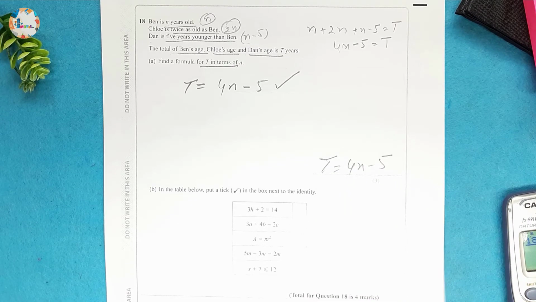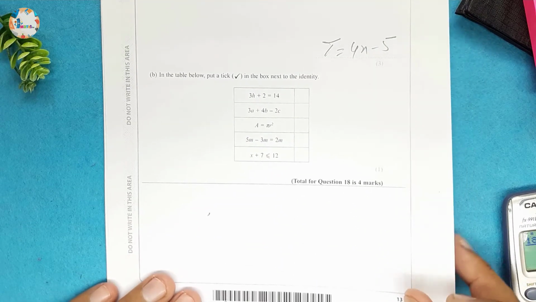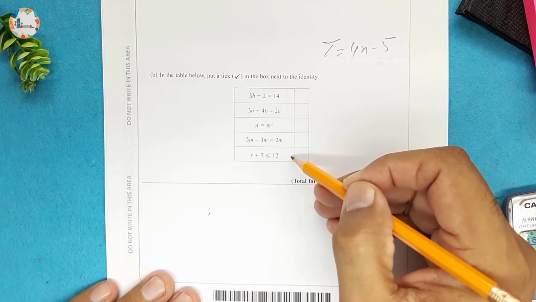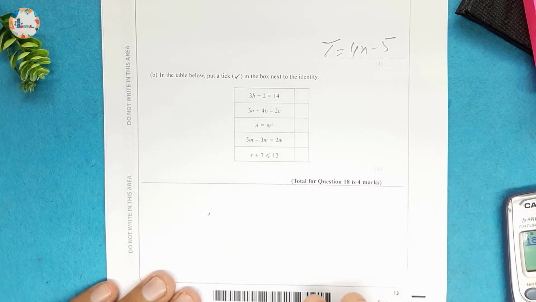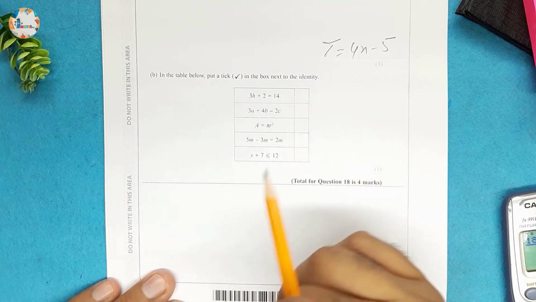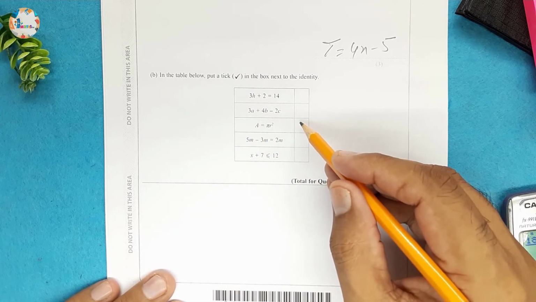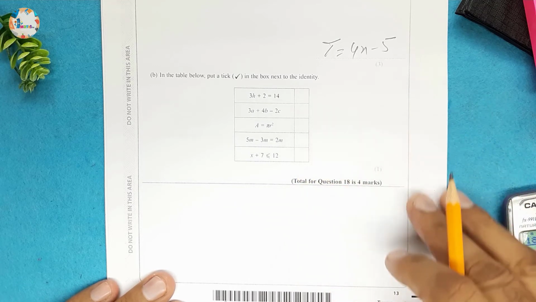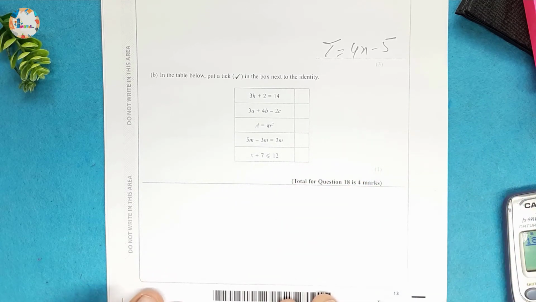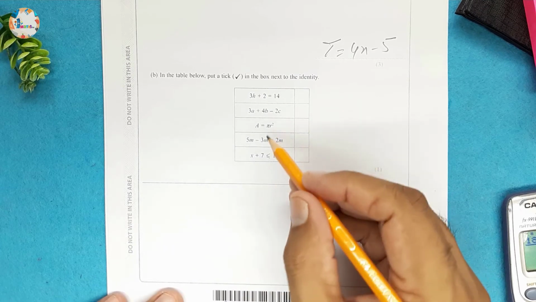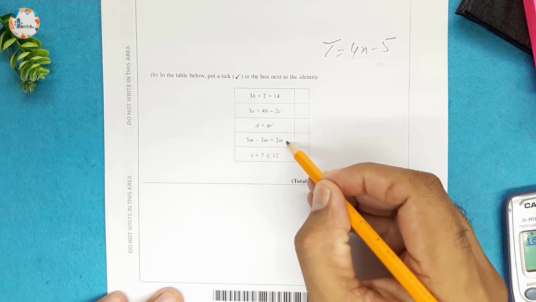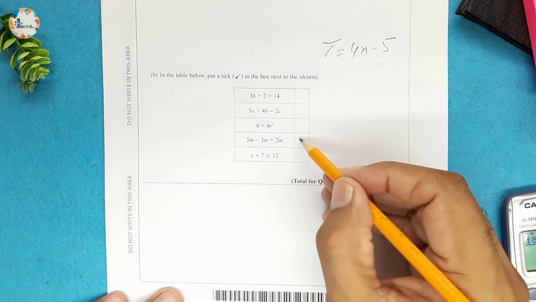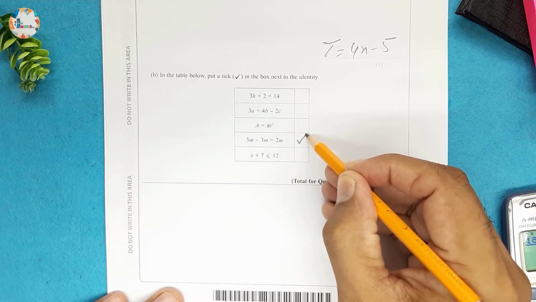In the table below, put a tick in the box next to the identity. Identity will be area is equal to pi r squared. We can write it as, or this one basically, 5m minus 3m is equal to 2m. So 5m minus 3m is equal to 2m. This will be the identity basically.